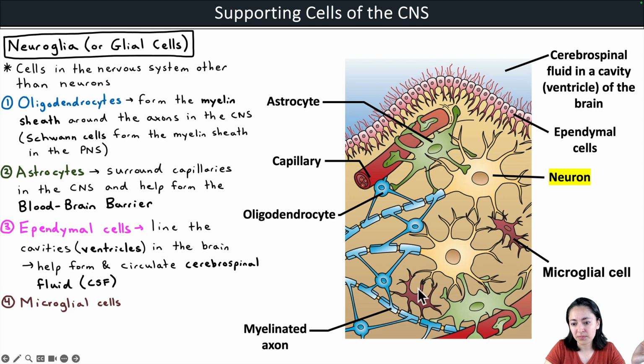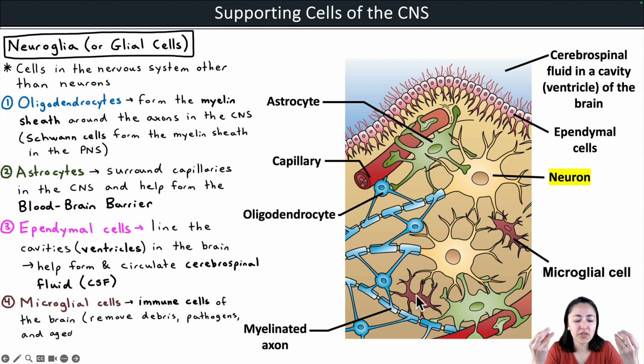And then our fourth major group of glial cells are called microglia because they are very small glial cells, and you can see them pictured here. I like to think of them as being the immune cells of the brain. We don't have white blood cells in our nervous tissue because white blood cells cannot exit our blood and enter the tissue of our nervous system. So instead, our nervous tissue pretty much has its own immune cells, and these are the microglial cells. They're going to be really important in removing debris from the nervous tissue, any pathogens that might get in there. They're also going to be really important in removing and destroying any aged or damaged cells.